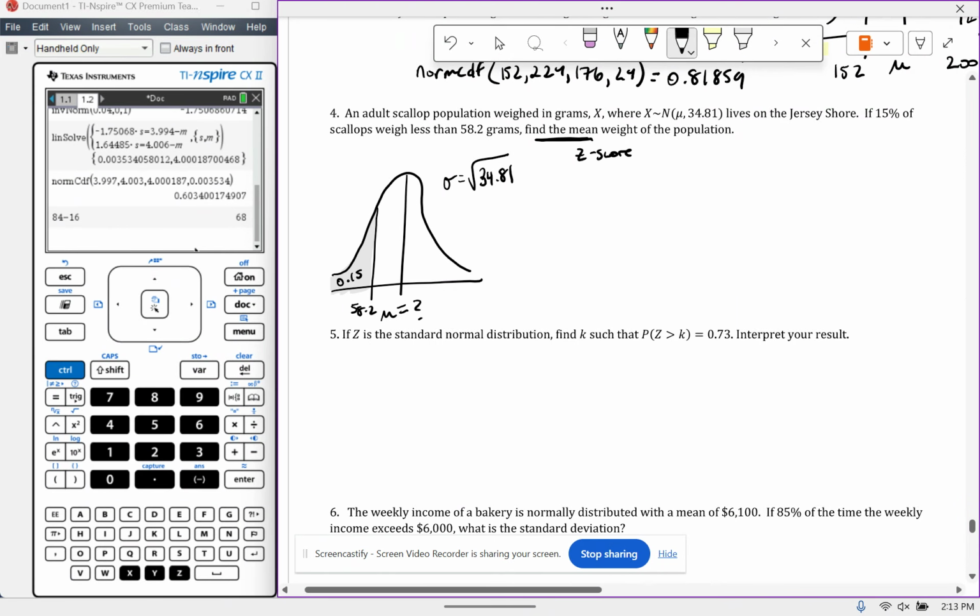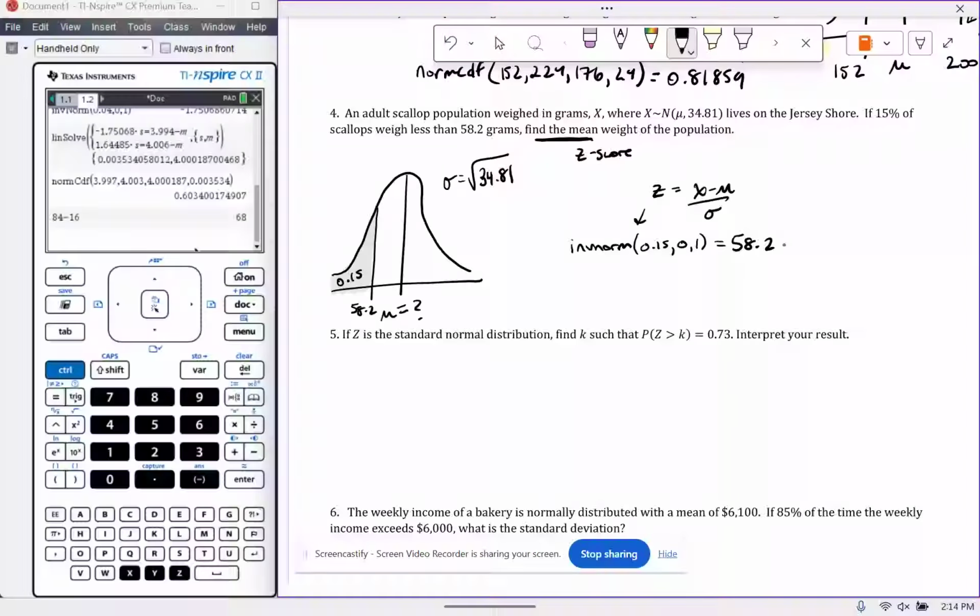All right, let's set it up. Z equals X minus the mean over the standard deviation. How do you find the Z? Inverse norm of the area given from the left. In the standard normal distribution, your mean is 0, your standard deviation is 1. The boundary associated with this is 58.2 minus the unknown mean all over the standard deviation, which was given. All right, go ahead, type it in. Find me the mean.